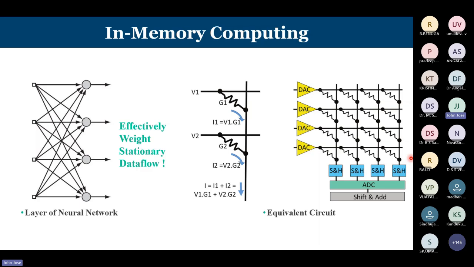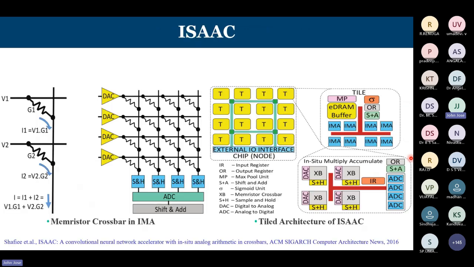So it's basically a weight stationary data flow is what we are going to show. What we saw initially was a data movement architecture with some global buffer and your MAC units. Can you reduce the data movement? That's exactly what the ISAAC architecture does. In this, you have a set of tiles. Each tile, if you zoom in, has some buffer and some in-memory accelerator units, IMA. And each one of them has a crossbar. What is this crossbar? A memristor crossbar.